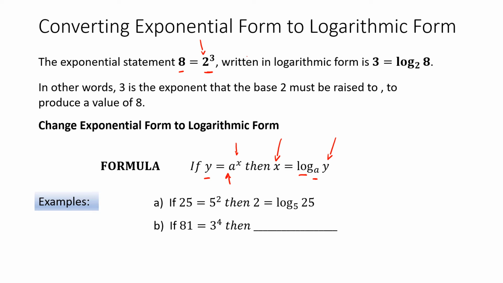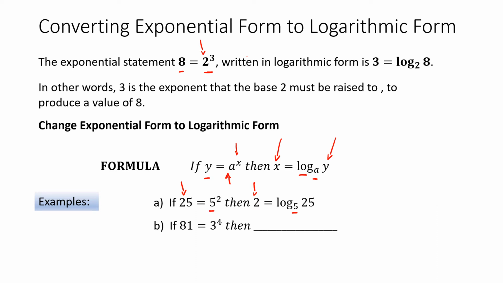So looking at two more examples, if 25 is equal to 5 to the exponent 2, or 5 squared, then you take your exponent 2, and that must be equal to the log of the number you started with, 25, with a base of 5. So it's the base of your power.